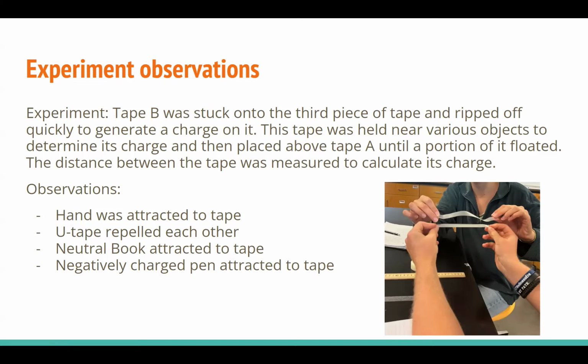And then the other observations that were done in the same method, where the tape was ripped off, were that the hand was attracted to the tape. U-tapes repelled each other because I think they were both the same charge. And then a neutral book was attracted to the tape as well. And a negatively charged pen, which was rubbed against hair to charge it with friction, was attracted to the tape.